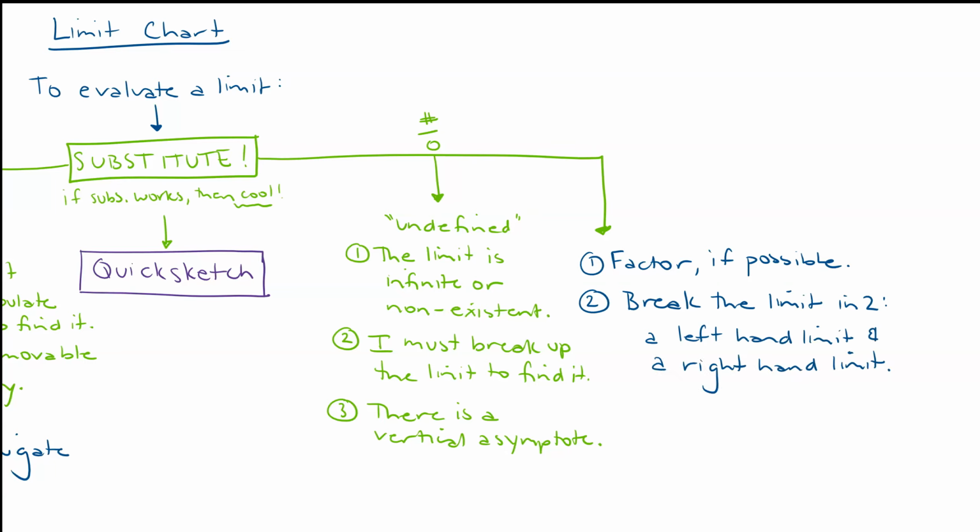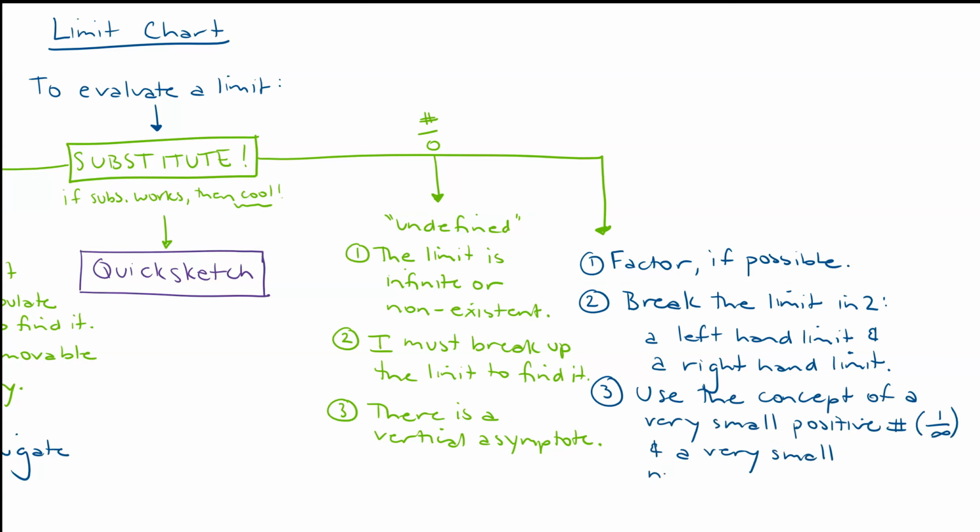After doing both of those, I'm going to use the concept of a very, very small positive number, like 1 over infinity, and a very, very small negative number, like negative 1 over infinity, to evaluate the limit. Let's go finish up that problem that we started.